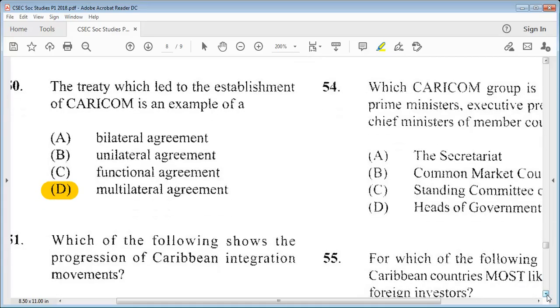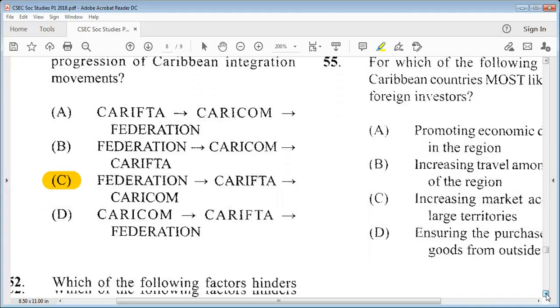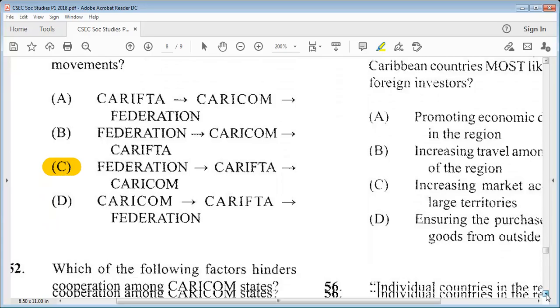Let's go on to question 51. Which of the following shows the progression of Caribbean integration movements? A, CARIFTA, then CARICOM, then the Federation. B, was it the Federation, then CARICOM, then CARIFTA? Or C, was it Federation, then CARIFTA, then CARICOM? Or D, was it CARICOM, CARIFTA, then Federation? We know we had the Federation, then we had CARIFTA, and then we have CARICOM. That's the order of movements. That's how the progression took place. Let's move on to 52 now.